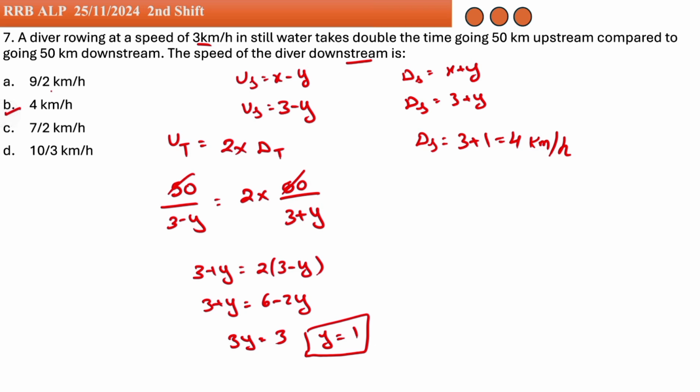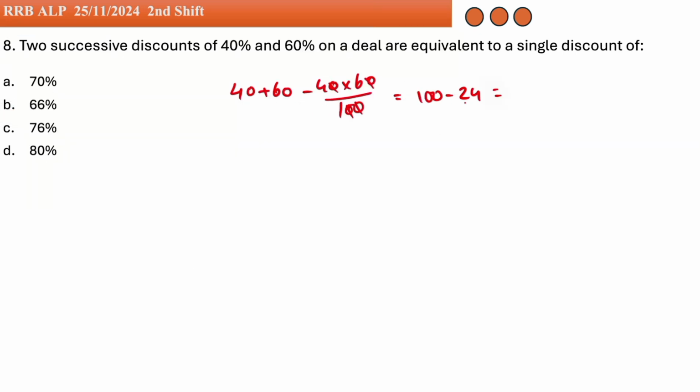Option B. Two successive discounts of 40% and 60% on a deal are equivalent to a single discount of? So 40 plus 60 minus 40 into 60 divided by 100. These two zeros get cancelled. 40 plus 60 is 100, minus 4 sixes are 24. So 100 minus 24 is 76%. Our answer is option C.